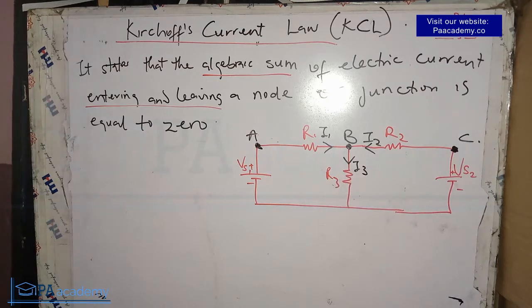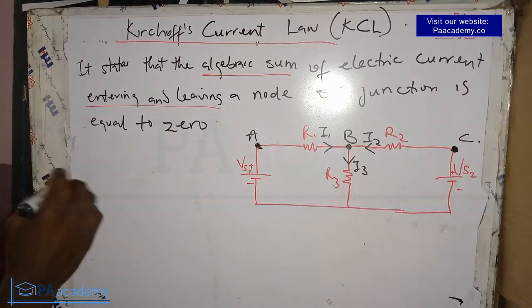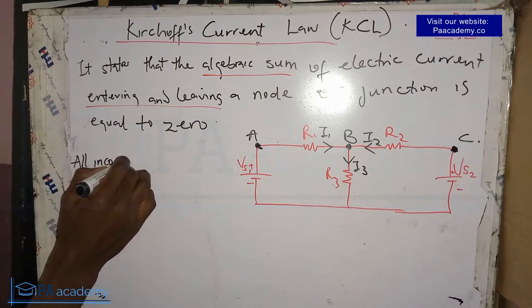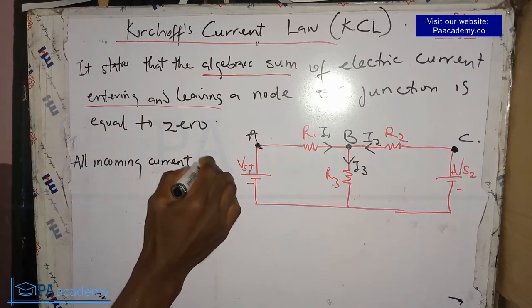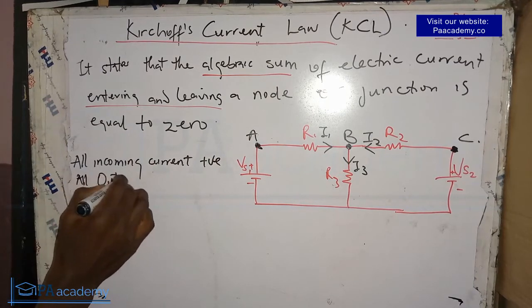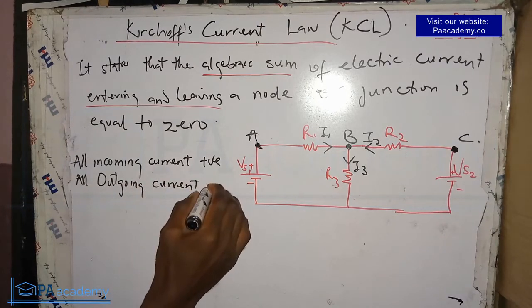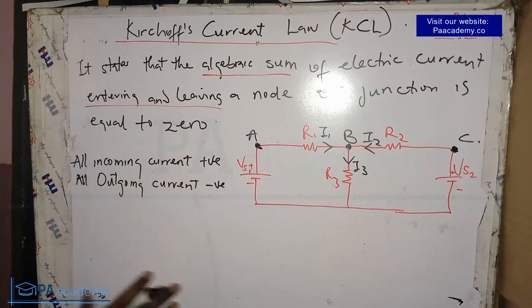Before we indicate this, there's something I want us to note. When you are dealing with Kirchhoff's current law and you have identified your node, it's important for you to know that all incoming currents are always positive. You take them to be positive, while all outgoing currents we take to be negative. If you note this, it will help you when you are analyzing any circuit applying Kirchhoff's current law.